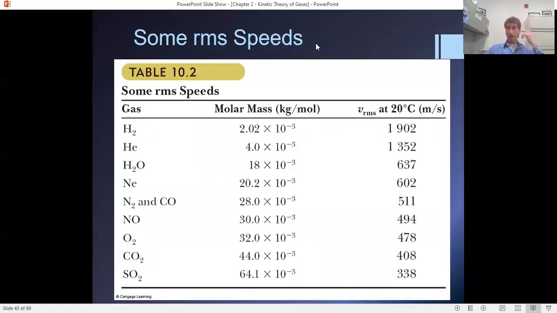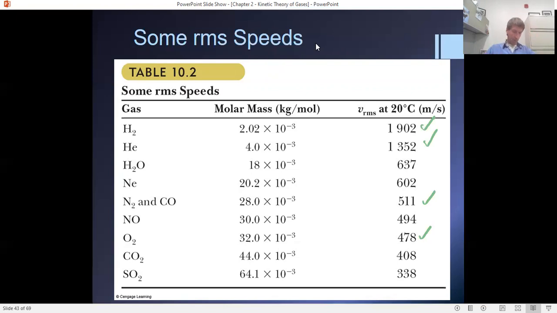And again, here we see RMS velocities for different gases. Hydrogen and helium, for the same temperature, are traveling much faster. Remember, temperature is related to the average kinetic energy, so if you don't have much mass, you better be traveling faster to get the same kinetic energy. And then of course oxygen and nitrogen have RMS velocities in the high 400s, low 500s, around 20 degrees Celsius.